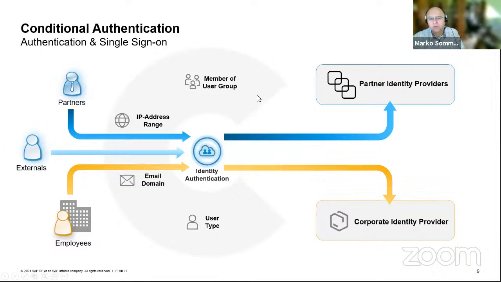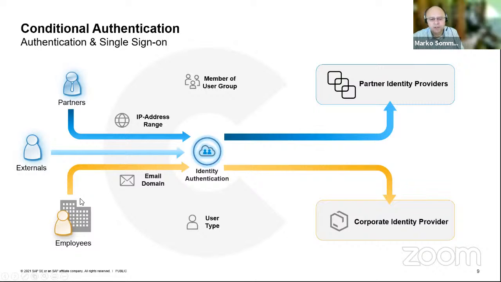There are two very important functionalities which I wanted to introduce a little bit more in depth. On the one side, this is what we call conditional authentication. In principle, identity authentication can act as an authentication broker. It can send users to different types of authenticating authority. Imagine we have a public-facing, customer-facing portal, which will be accessed not only by external users, but by partner users, but of course also employees have to access this single portal.